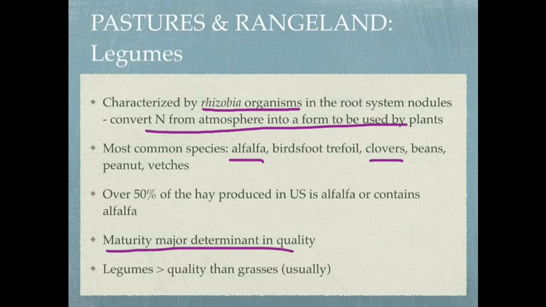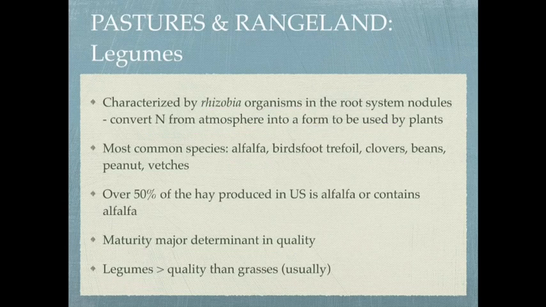Again, maturity is the major determinant in quality. And as a general rule of thumb, most legumes are going to be higher quality and have more feeding value than the grasses. That's because of their ability to convert nitrogen from the atmosphere and the fact that they're more digestible, they have more protein than the grasses, we try to have a good balance of legumes in our grazing systems.